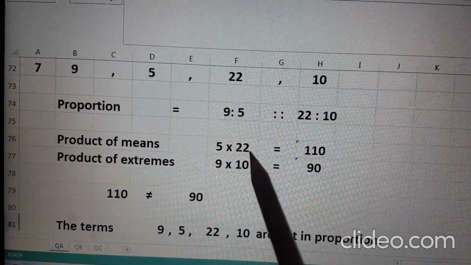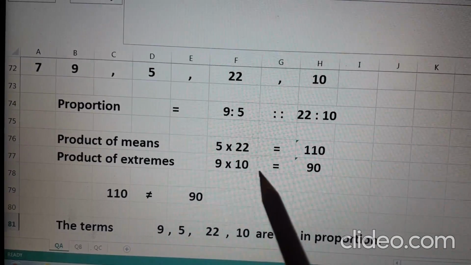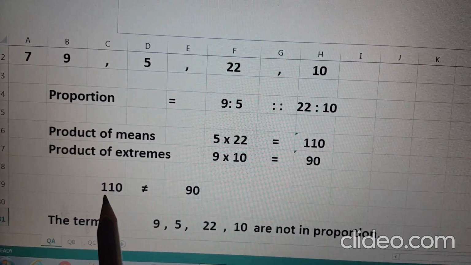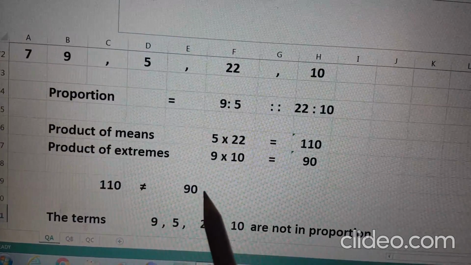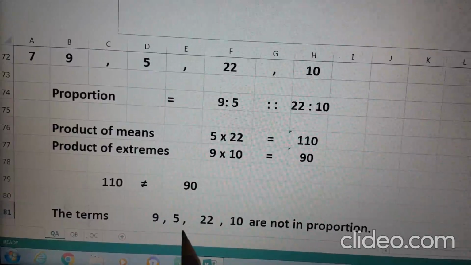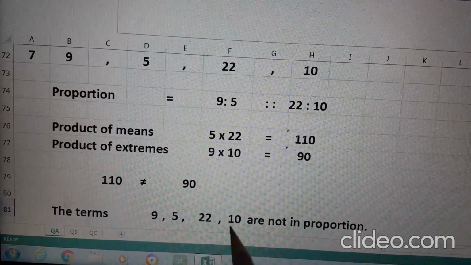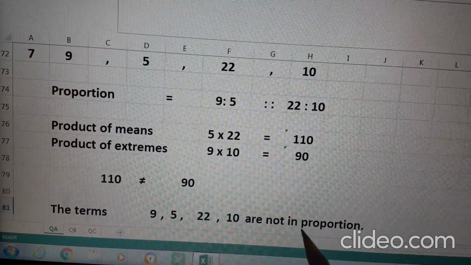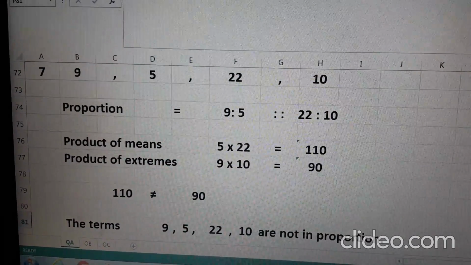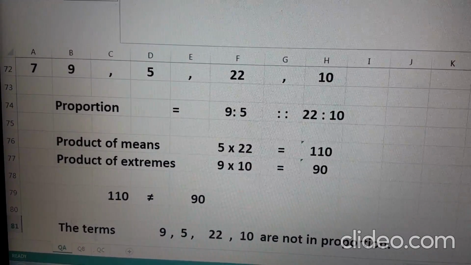5 into 22 is 110 and 9 into 10 is 90. Now we see that 110 is not equal to 90. Therefore, the terms 9, 5, 22 and 10 are not in proportion. In the same way, you will do all parts.